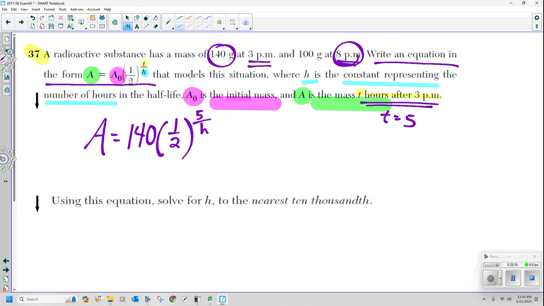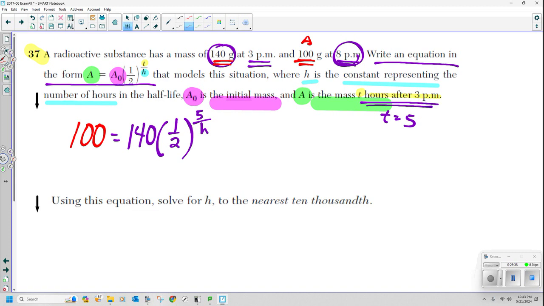We don't have H. I guess H is going to be the constant representing the number of hours in the half-life. We don't have that yet. So my equation is A equals 140 times 1/2 to the 5 over H. And if they want me to represent this exact situation, my A should be 100. So technically, I should write it like that if I'm going to represent this exact situation with the 140 and the 100.